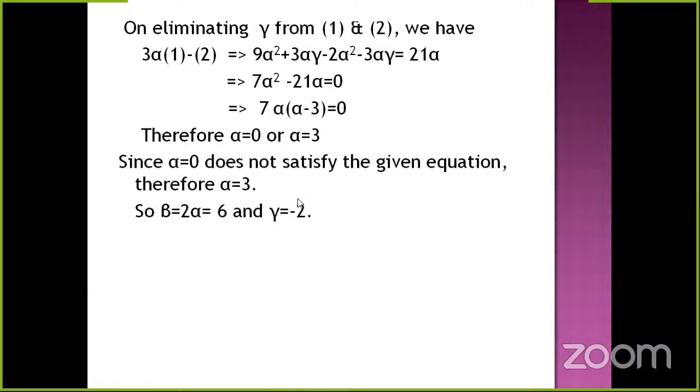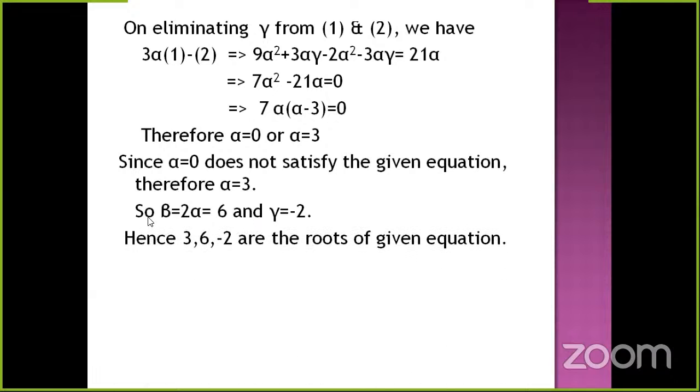Since beta is equal to 2 alpha, by substituting the alpha value in that, I will get 2 into 3, that is 6. And by substituting alpha and beta in the first equation, that is sum of the roots is equal to 7, I will get gamma value as minus 3. Hence, by solving, I got 3, 6, minus 3 as the roots of the given cubic polynomial equation.